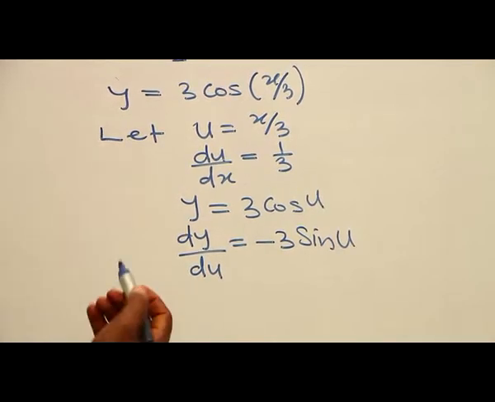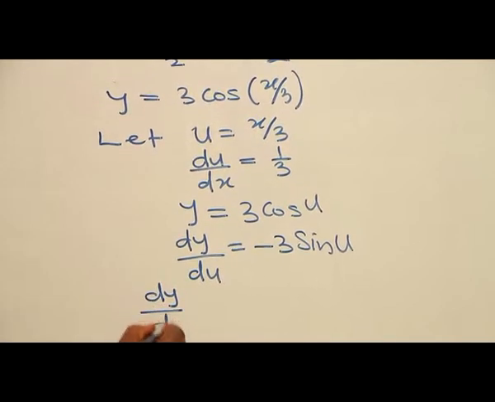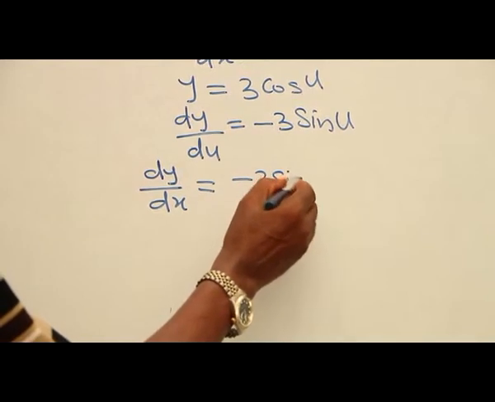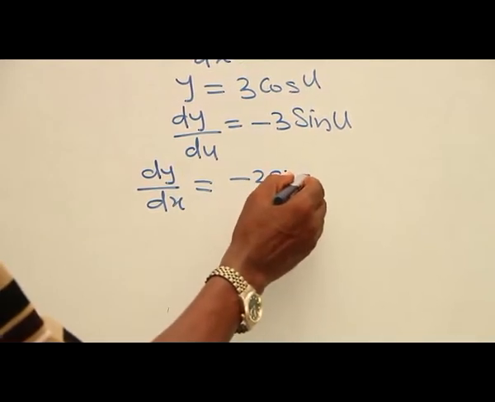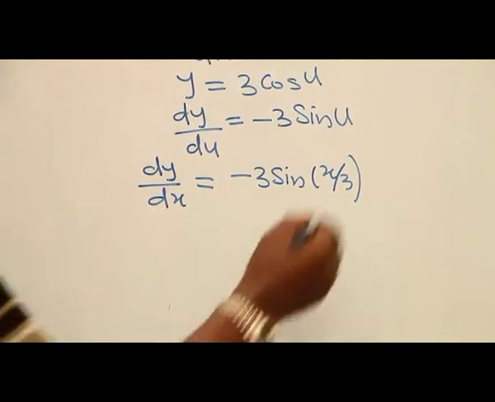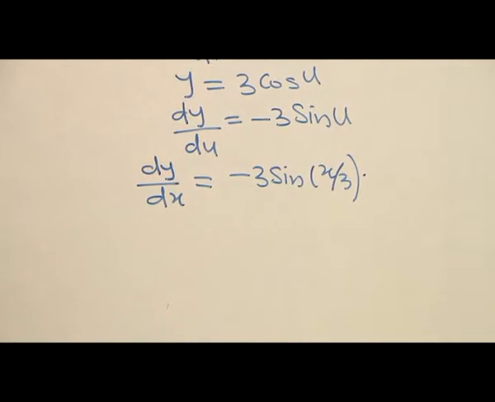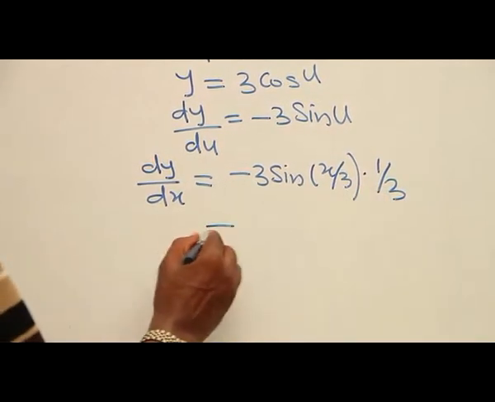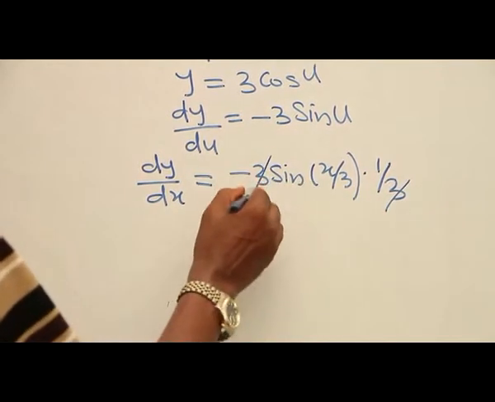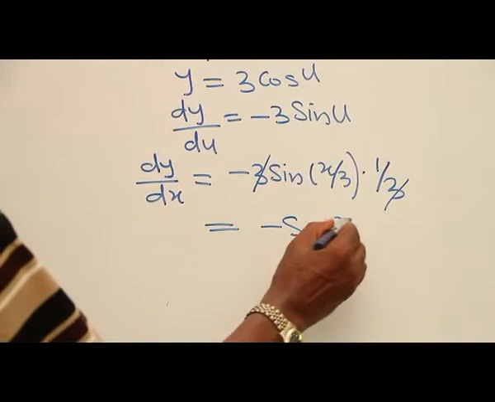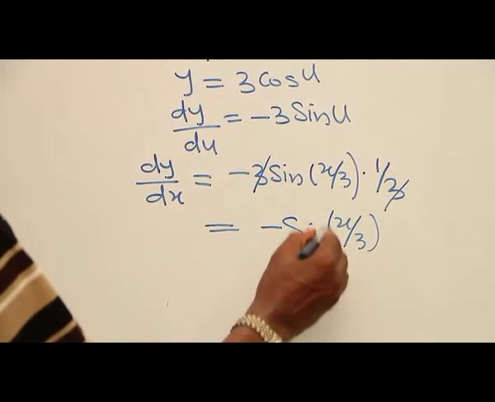Okay, now we are interested in finding our dy over dx, which means minus 3 sine u, and our u is s all over 3, and then times our du over dx, which is 1 all over 3. The 3 here, we cancel with this 3 to give you minus sine s all over 3.